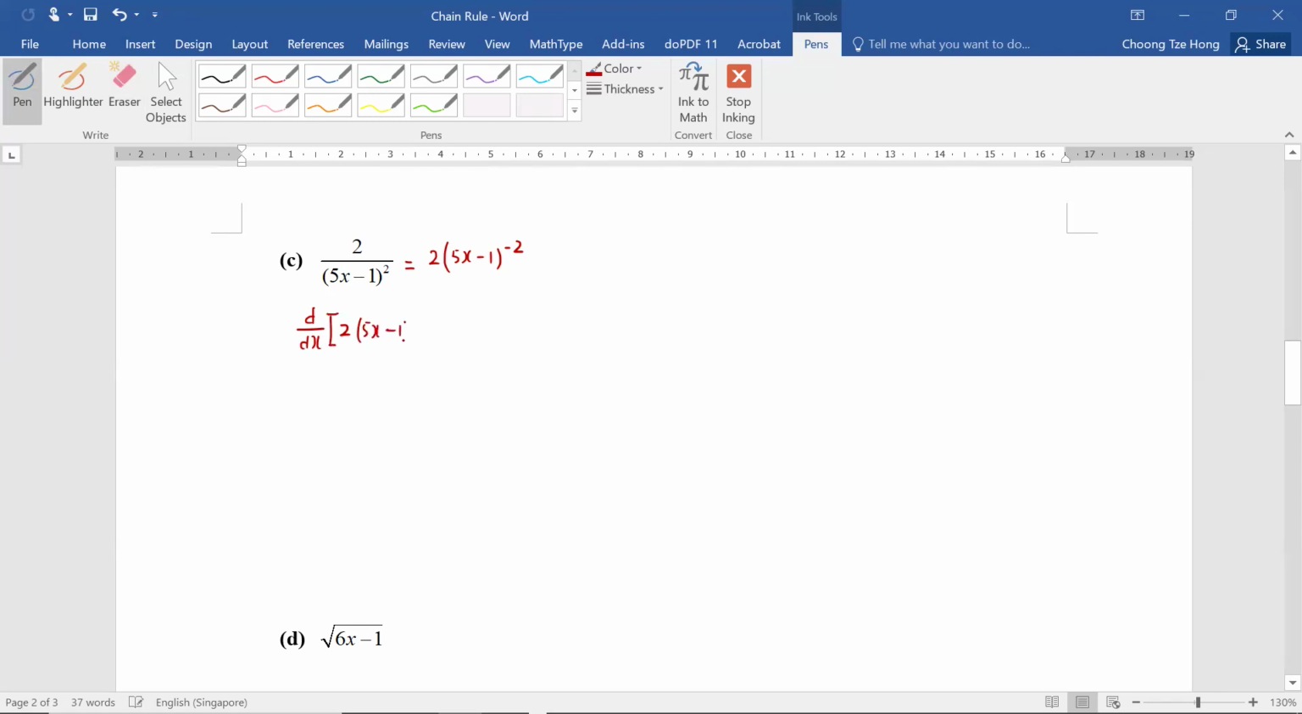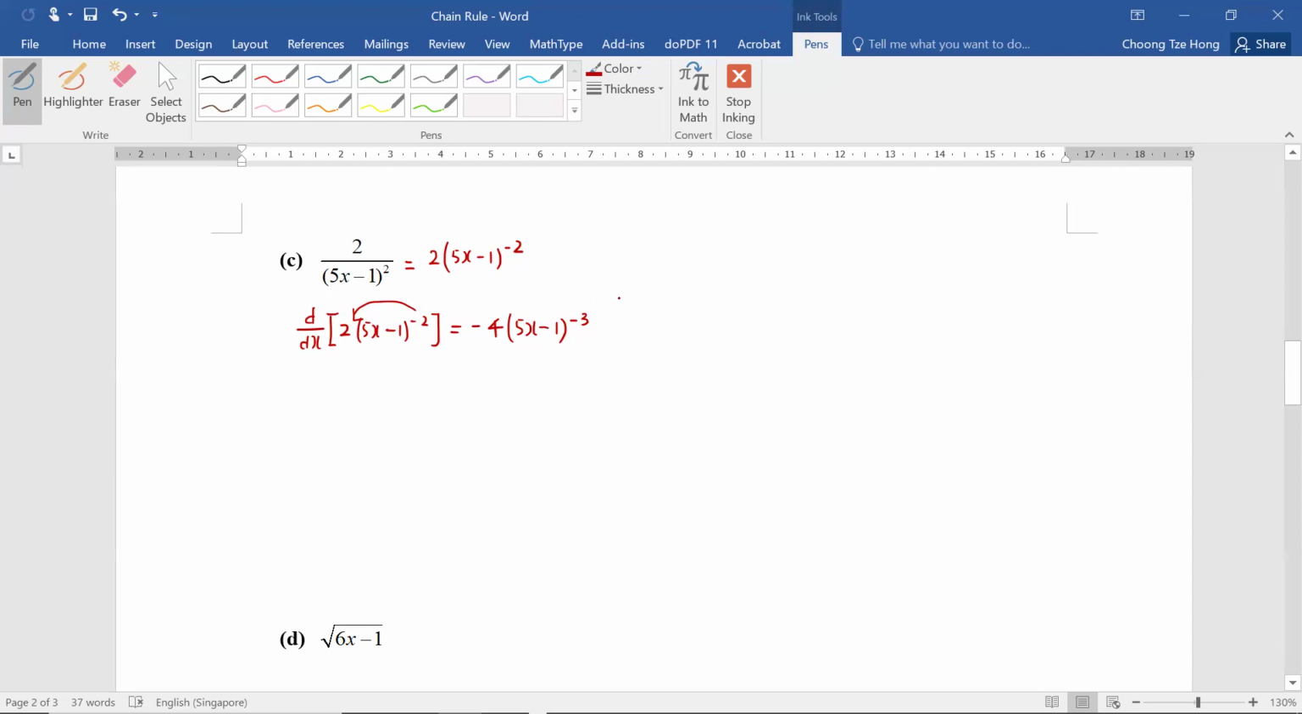Five x minus 1 to the power negative 2. So the power goes in front. There's already a 2 in front, so if your negative 2 goes in front, 2 times negative 2 will give you negative 4. Then you have 5x minus 1, reduce the power by 1, so it becomes negative 3.